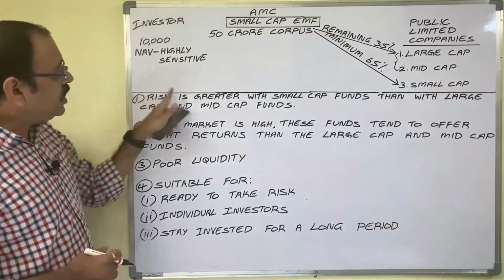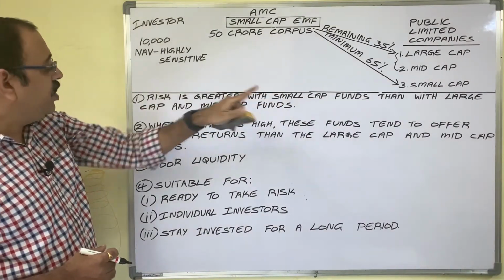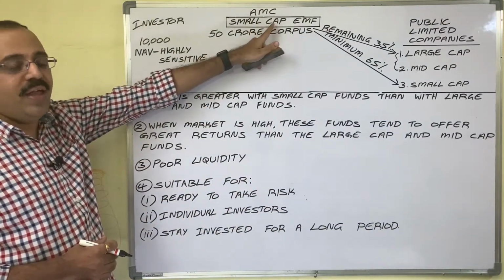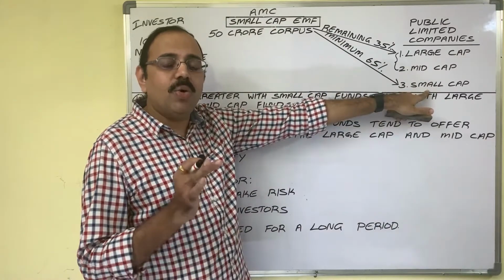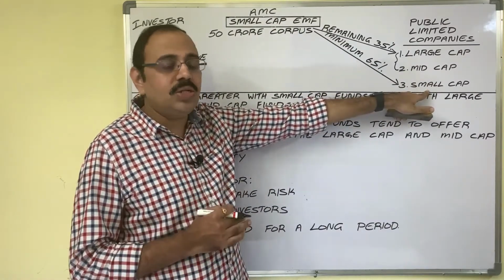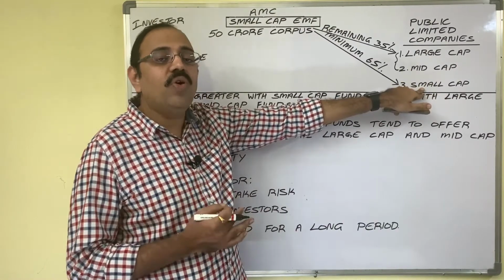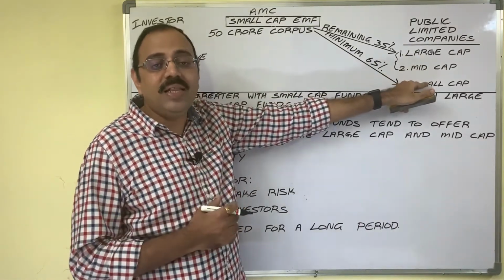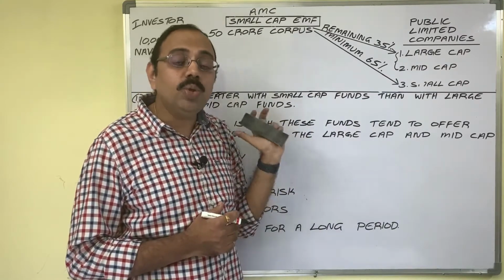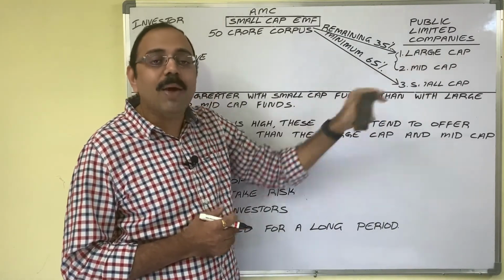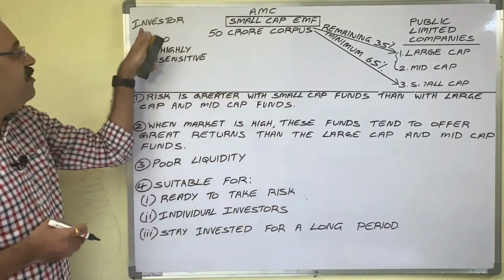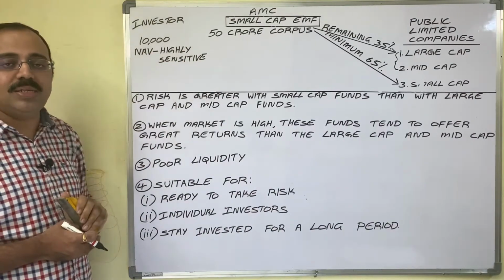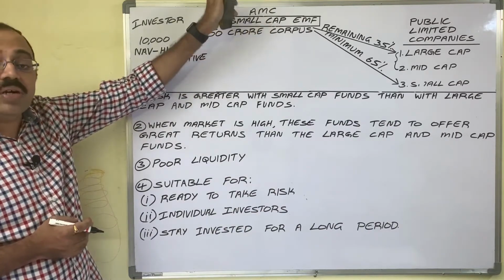First point is, risk is greater with small cap funds than with large cap and mid cap funds. The reason is, this fund portfolio contains small companies which are totally new to the market. So the stocks of these companies are more volatile than large cap and mid cap stocks. Even the slightest volatility in market conditions can have a huge impact on the share prices of small cap companies. The NAV, net asset value, of these funds is highly sensitive to market movements. When the market slumps, these funds are the worst affected.